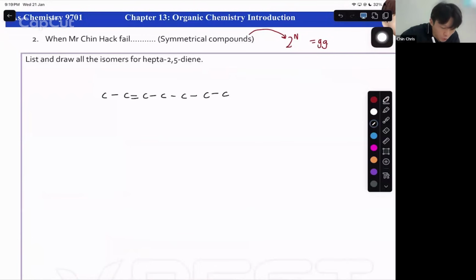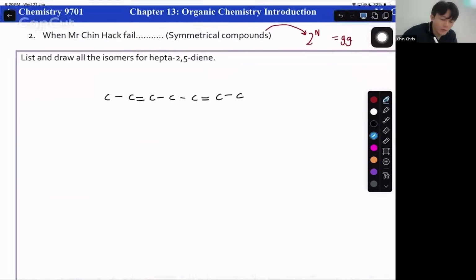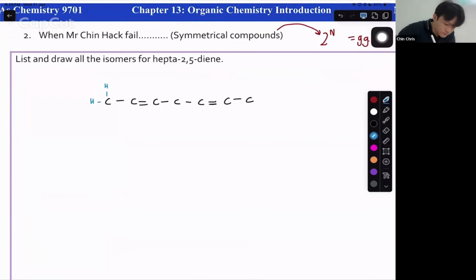Alright, hepta 2, 3, 4, 5 diene. Correct. 1, 2, 3, 4, 5, 6, 7. That's it. Alright, guys, fill up your hydrogen. Okay, this is your hepta 2,5 diene. Please draw your hepta 2,5 diene first.